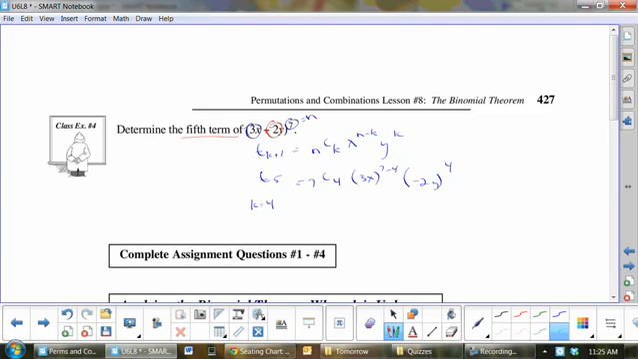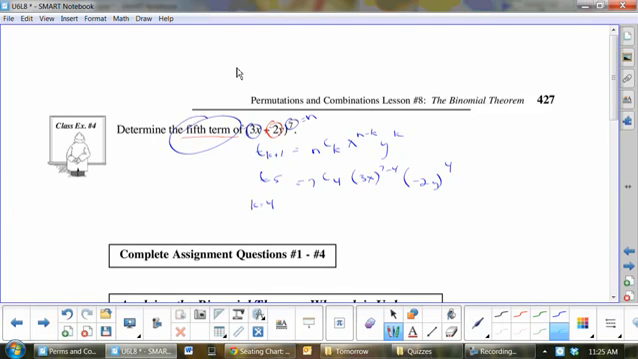Yes? So why are there 5 terms? Because I thought you said... It says determine the fifth term. I never said there's 5 terms. There would be 8 terms in this one. Oh, okay. Yeah, this one would have 8 terms, right?